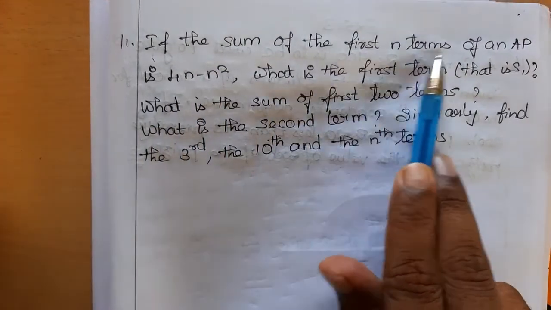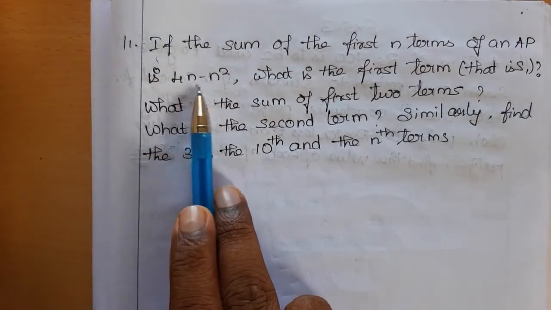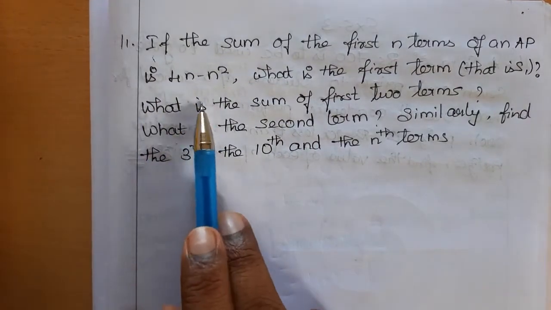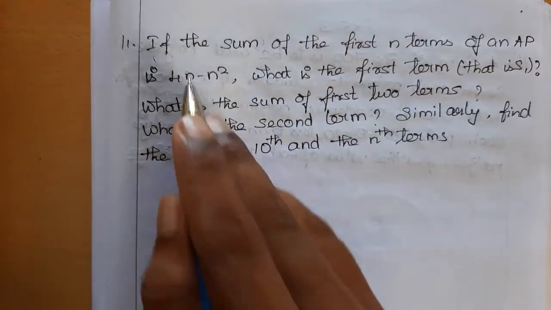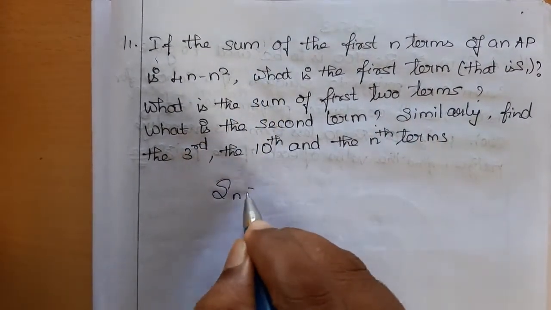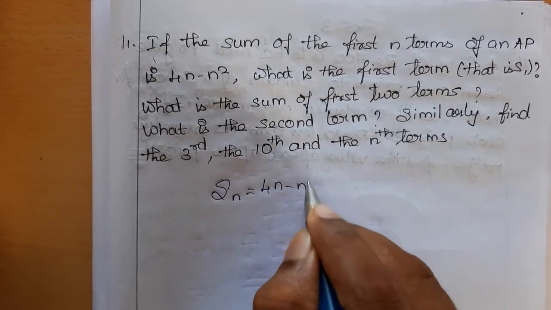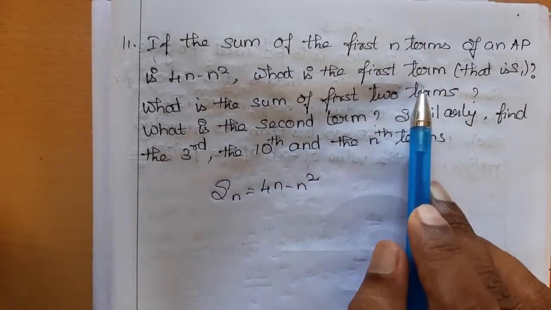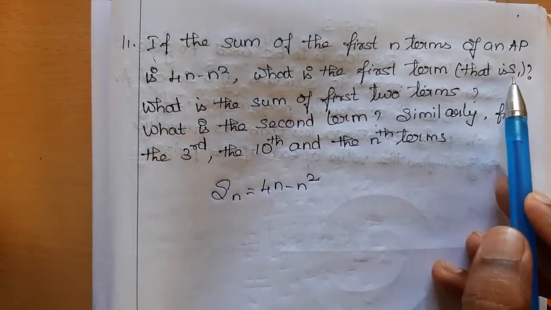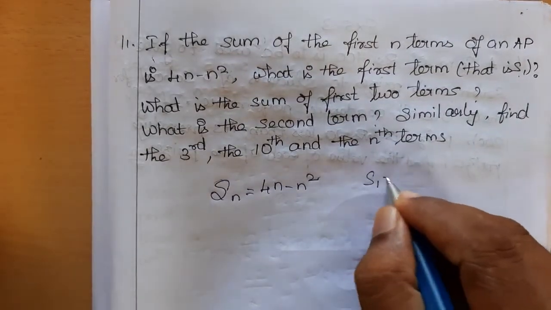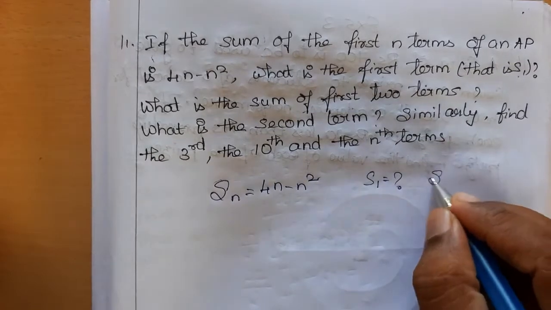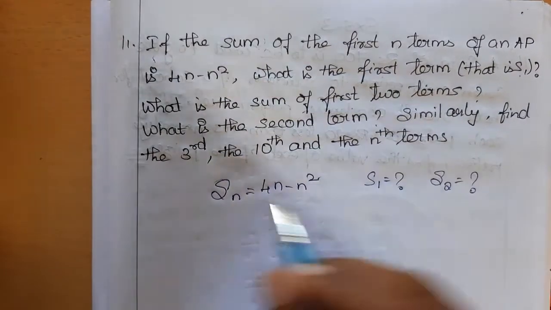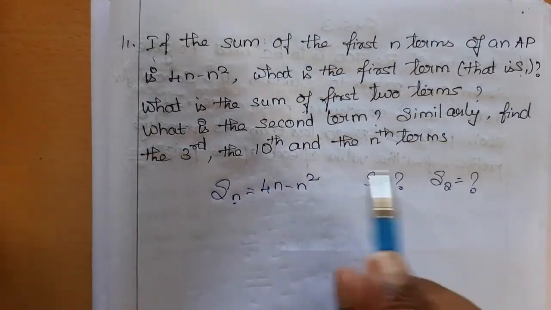If the sum of the first n terms of an AP is 4n minus n square. Previously we saw the term, but here it's given as the sum of the first n terms. So this is Sn, right? So Sn is equal to 4n minus n square. What is the first term? That is S1. So we have to find S1. And what is the sum of the first two terms? That is S2. So substituting S1 and S2 we can find this.